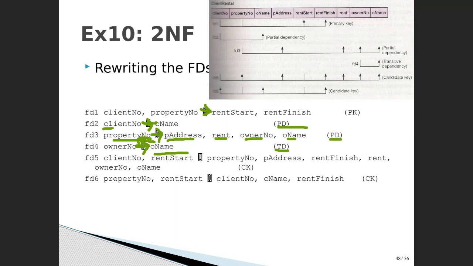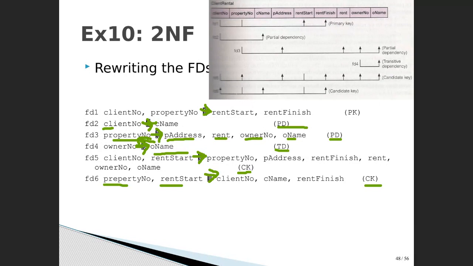Okay. Functional dependency number 5. This is just a candidate key: client number and rent start determine all other attributes. Same with property number and rent start, which will determine all associated attributes. This is also a candidate key. So this is how we can determine the functional dependencies, but again, this depends on your understanding of the relationship between these attributes.